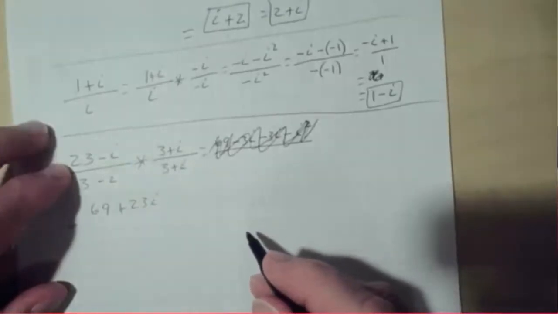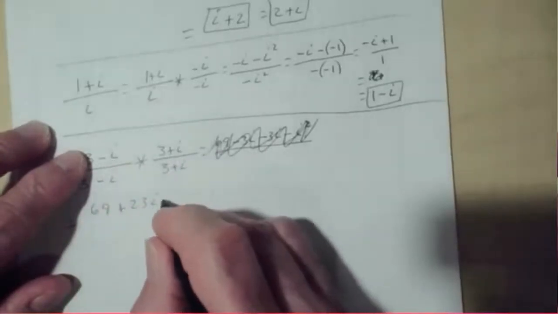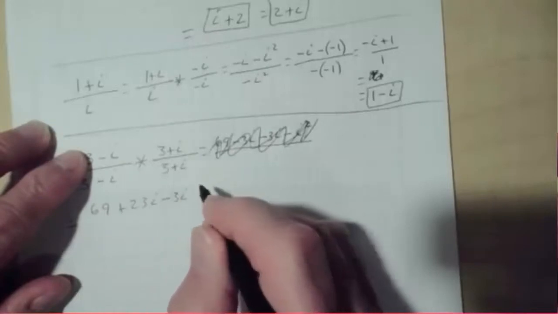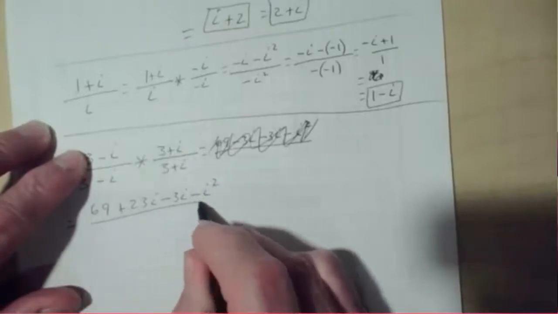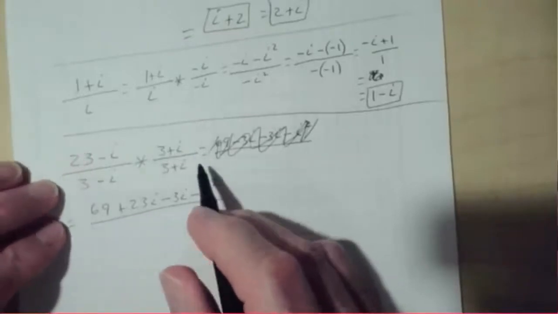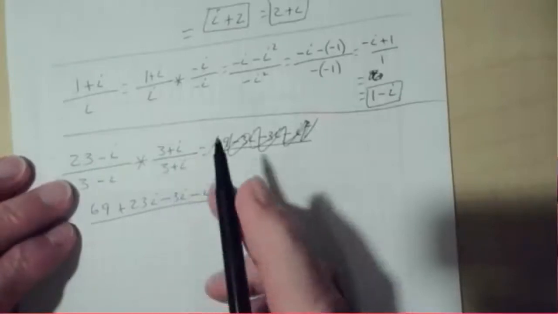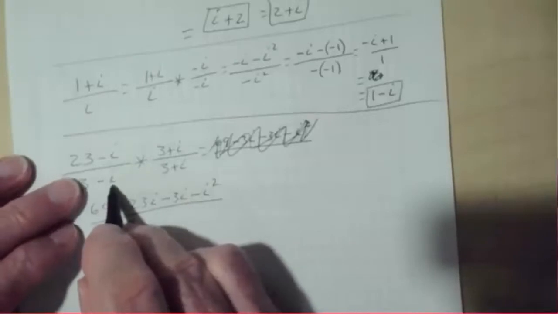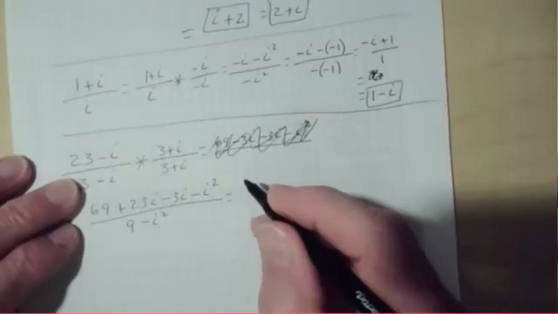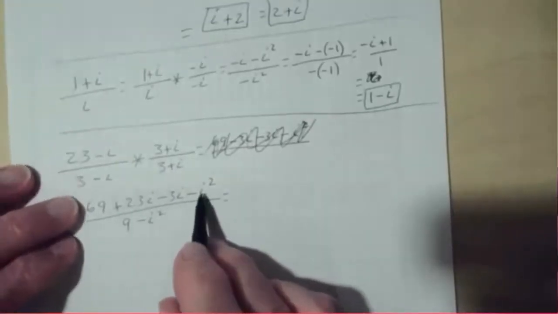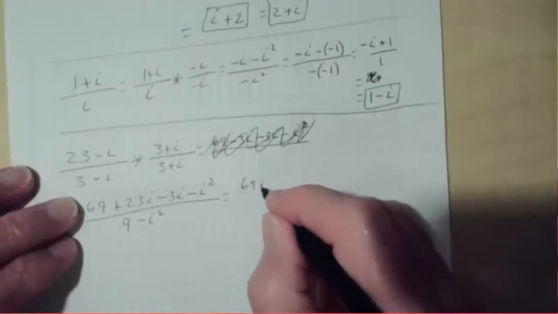23 times 3 is, I'm sorry, 69 plus 23 times i is plus 23i. Okay? I'm sorry, I was going back and forth here. Now, a negative i times all this is negative 3i minus i squared over. Now remember, when you have a conjugate like this, all you have to do is multiply the first numbers and the last. 3 times 3 is 9. Negative i times i is a negative i squared.